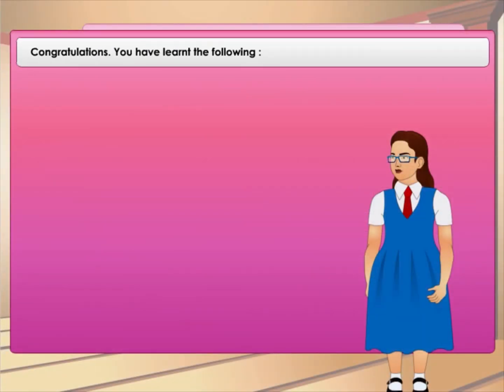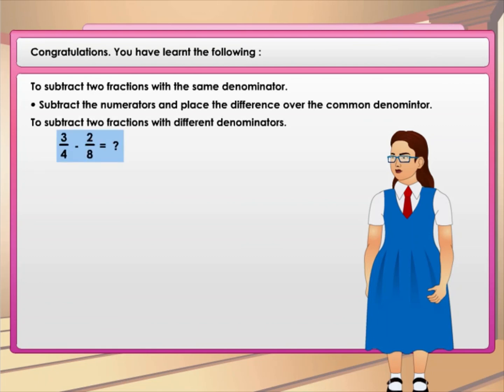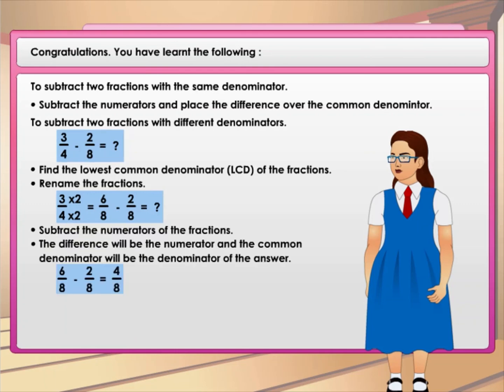Congratulations! You have learned to subtract two fractions with the same denominator: subtract the numerators and place the difference over the common denominator. To subtract two fractions with different denominators, find the lowest common denominator, LCD, of the fractions, rename the fractions, and subtract the numerators of the fractions. The difference will be the numerator, and the common denominator will be the denominator of the answer. Simplify the fraction.